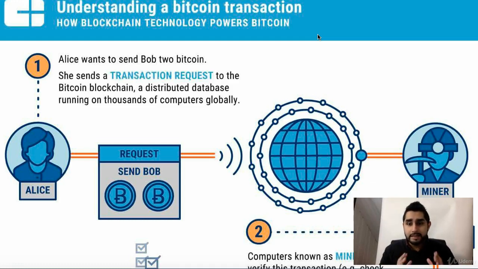So let's dive right into how a Bitcoin transaction works and what the different steps involved are. This will give you an overarching concept of what Bitcoin is. So let's start off: Alice sends Bob 2 Bitcoin. Again, Bitcoin is like a medium of exchange. It's a digital asset. She sends the request on the blockchain.